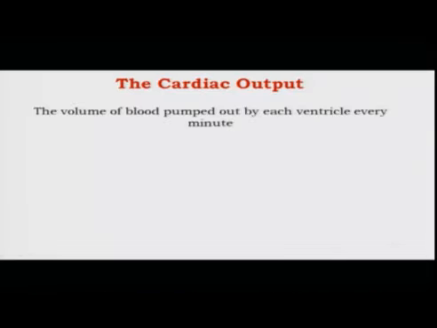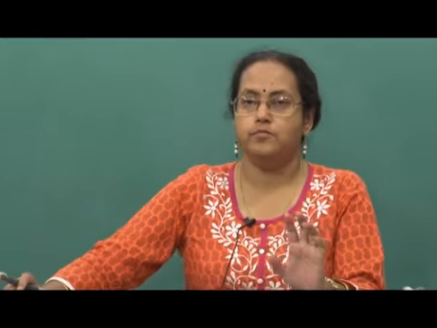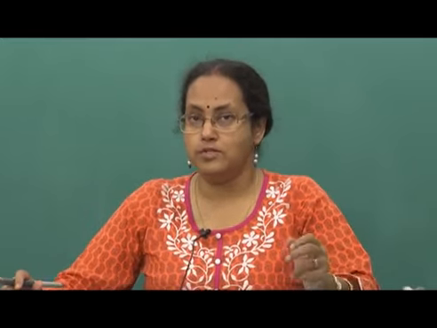Now, let us talk about another term, which is called the cardiac output. So, what do we mean by the cardiac output? The cardiac output is defined as the volume of blood that is pumped out by each ventricle in every minute. Okay. So, how do we get to know what is this volume of blood that is pumped out by the ventricle every minute? We can calculate it, but for that calculation we have to know certain other facts. So, what are the other facts?